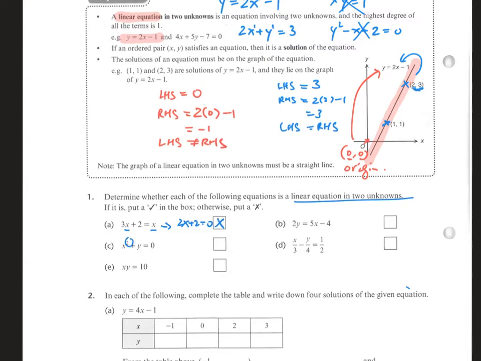For C, you know whether it's correct or not. E, we explained a bit a few minutes ago. D seems like a fraction, but if you read the question carefully and multiply each term by 12, because the LCM of the denominators is 12, you get 4x. Multiply 12 by y over 4, you get 3y. And 12 multiplied by 1 over 2 is 6. You see it's also a linear equation.